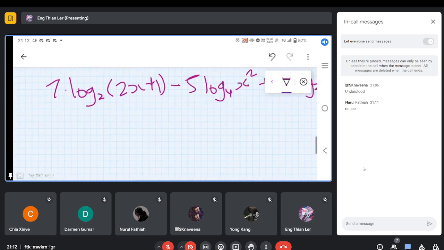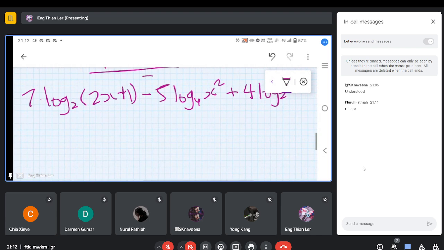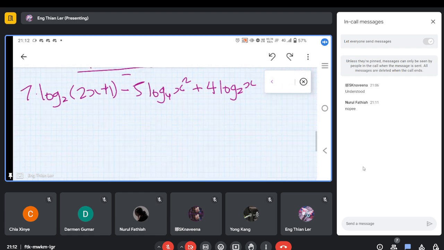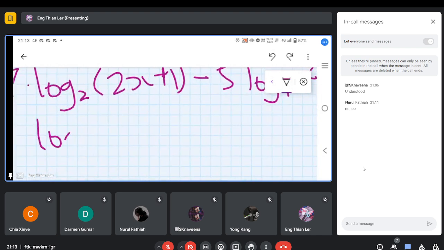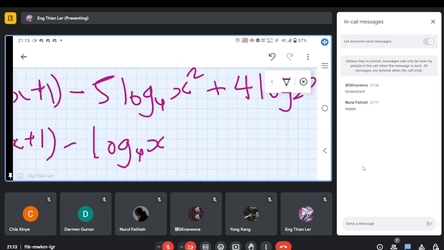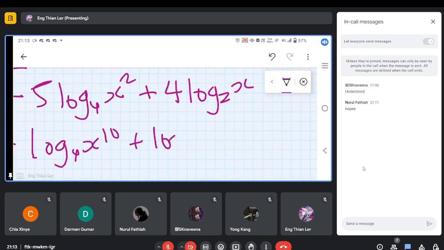Alright, it's correct. So let's solve it. Okay. So now look at this. The base here is 2, this is 2, but this is 4. We don't want the 4. But first we're going to simplify everything by putting everything at the front. So this will just remain the same. And for log 4, the x squared will be 2 multiplied by 5, which is 10. And this will be x to the power of 4.